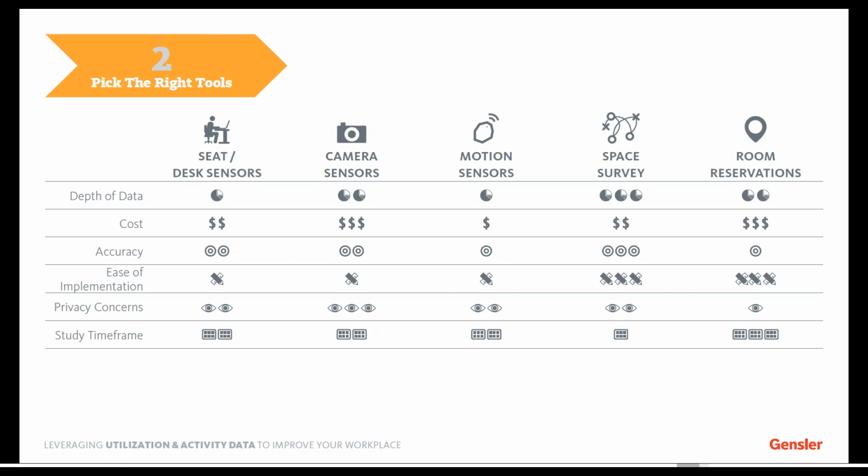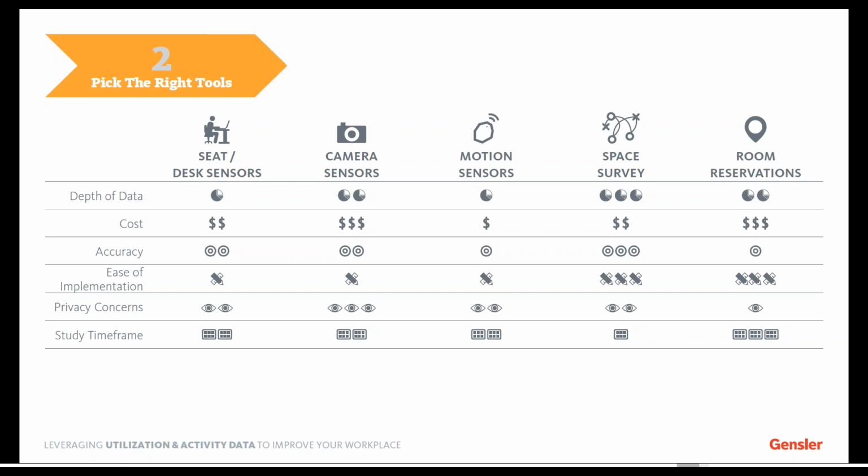And there are many different types of sensors out, more coming out on the market every day. So I'm not going to go into all the different types of sensors, but it doesn't matter whether it's a sensor or it's data that you already have. You're going to want to understand certain aspects of that tool. So the first one is depth of data. And what do I mean by that?